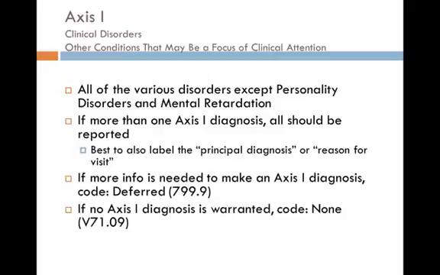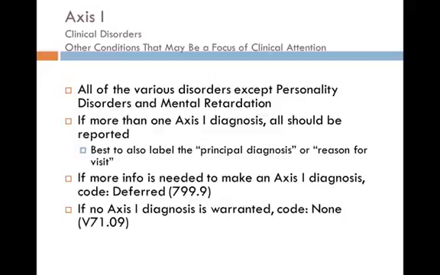And it's best to also label what the principal diagnosis is, or reasons for visit. So we want to make sure that we know that, first of all, a person can have multiple Axis 1 diagnoses, but we want to identify what the principal diagnosis is, or what the key diagnosis that has resulted in a person coming in for treatment.